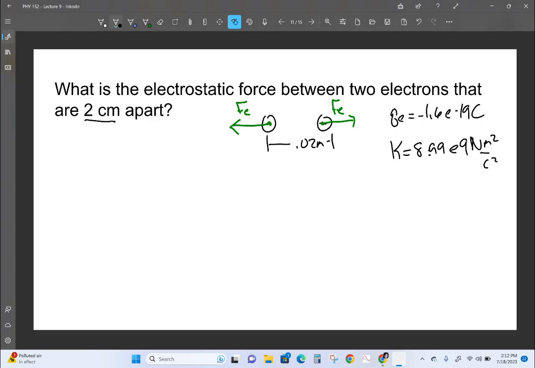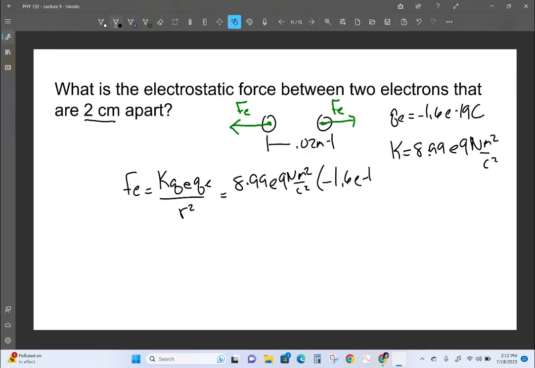So if we want to find the value of Fe, it is going to be equal to k q of the electron times q of the electron all over r squared, which is 8.99 e to the 9 newtons meters squared all over coulomb squared, times negative 1.6 e to the negative 19 coulombs. I'm going to square that because they're both the same, divided by 0.02 meters squared. I'll put that in our calculator.